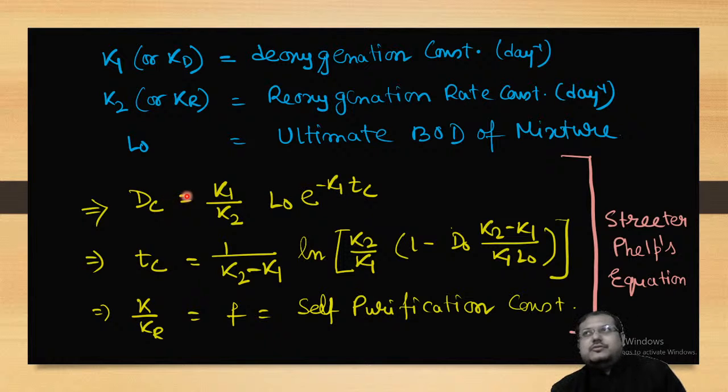But DC is equals to the critical oxygen deficit, DC is equals to K1 by K2 L naught e to the power minus K1 TC.